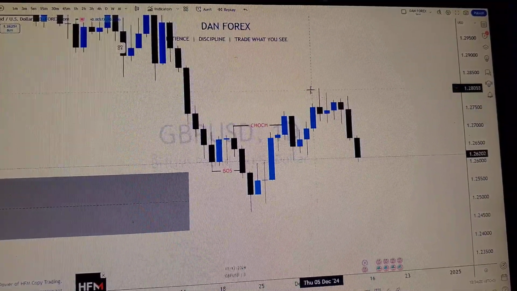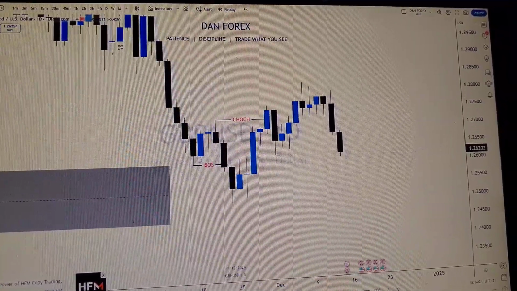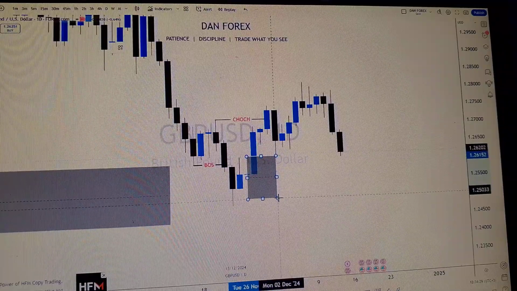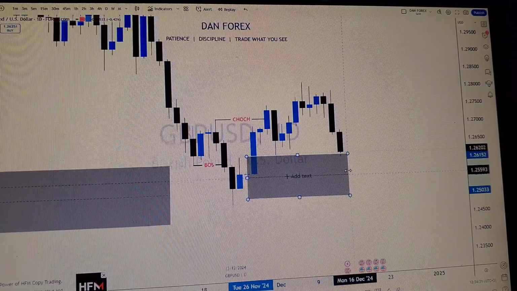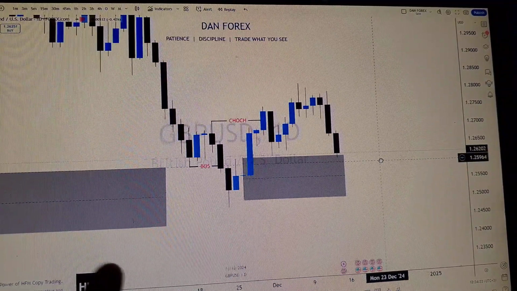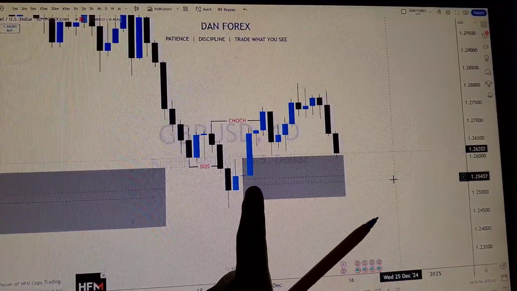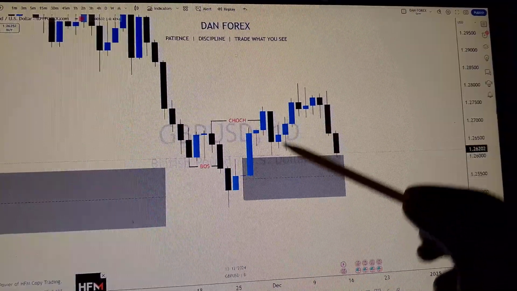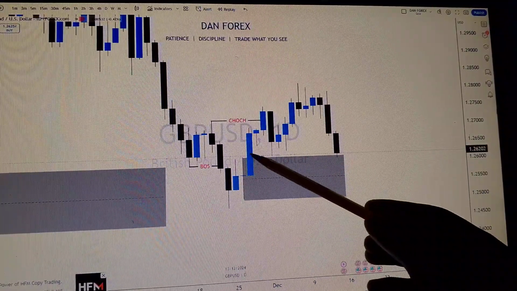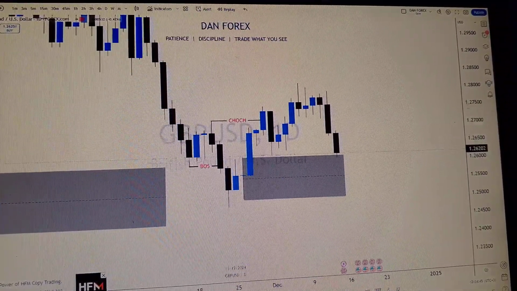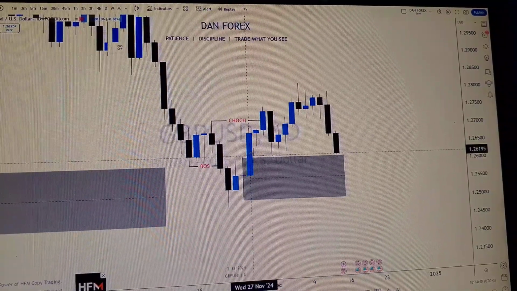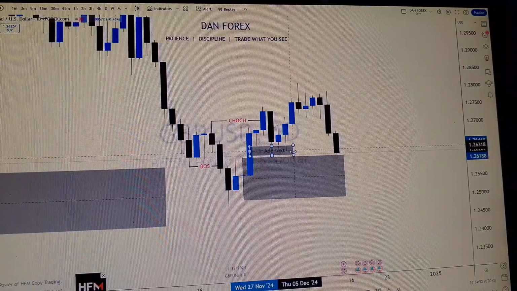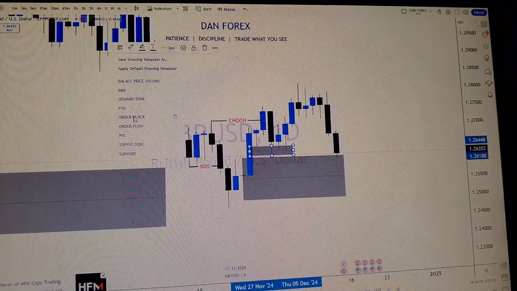So after having that change of character, where is our demand zone? This candle here becomes our demand zone. Initially this push, this buy market, reacted from this imbalance. So where is that imbalance? It's around here. So the market reacted from that imbalance, that FVG.